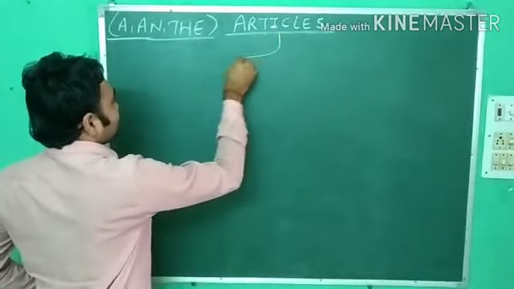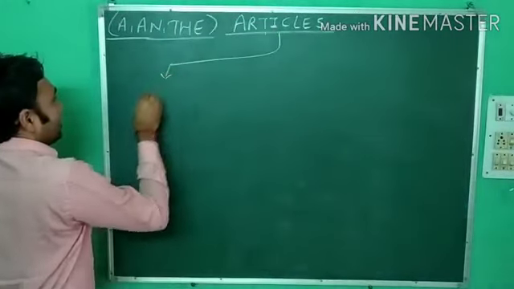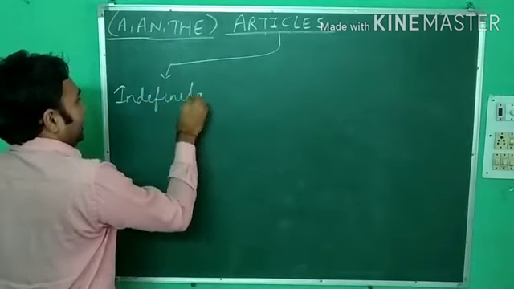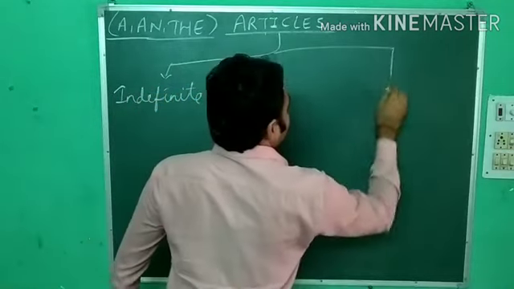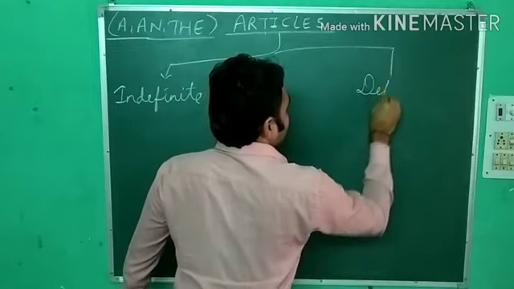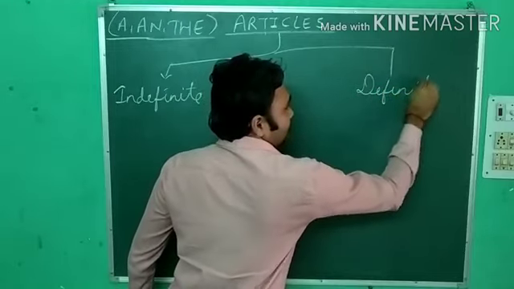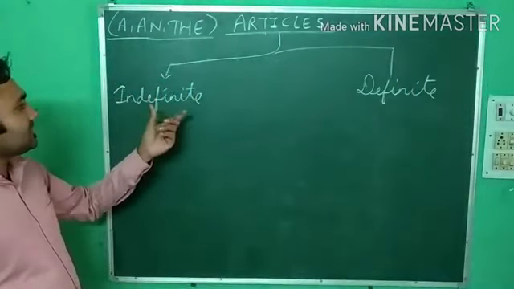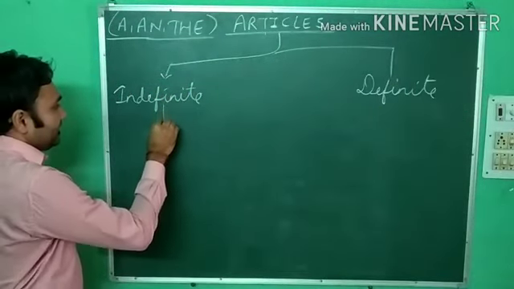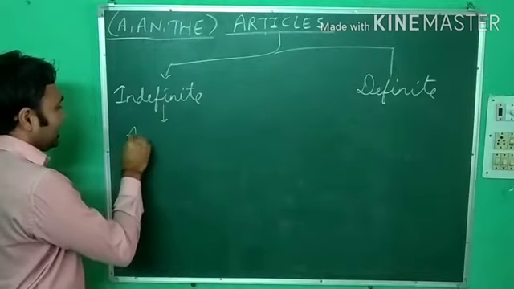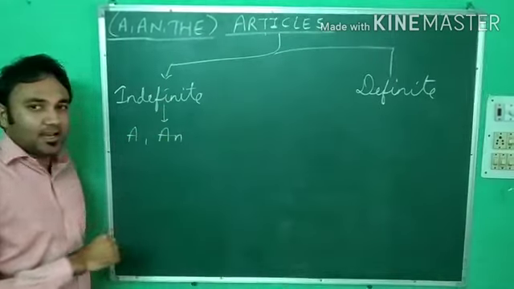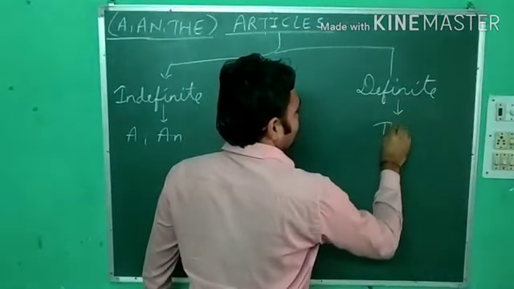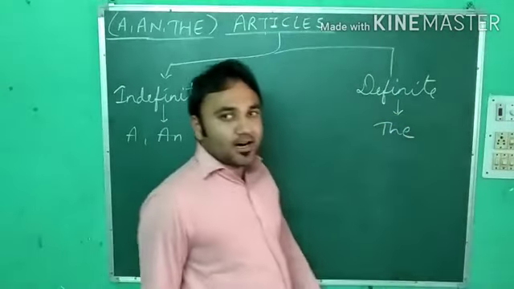First one is indefinite article and second one is definite article. Now, what articles come in indefinite article? They are a or an, and definite article is only one, that is the.